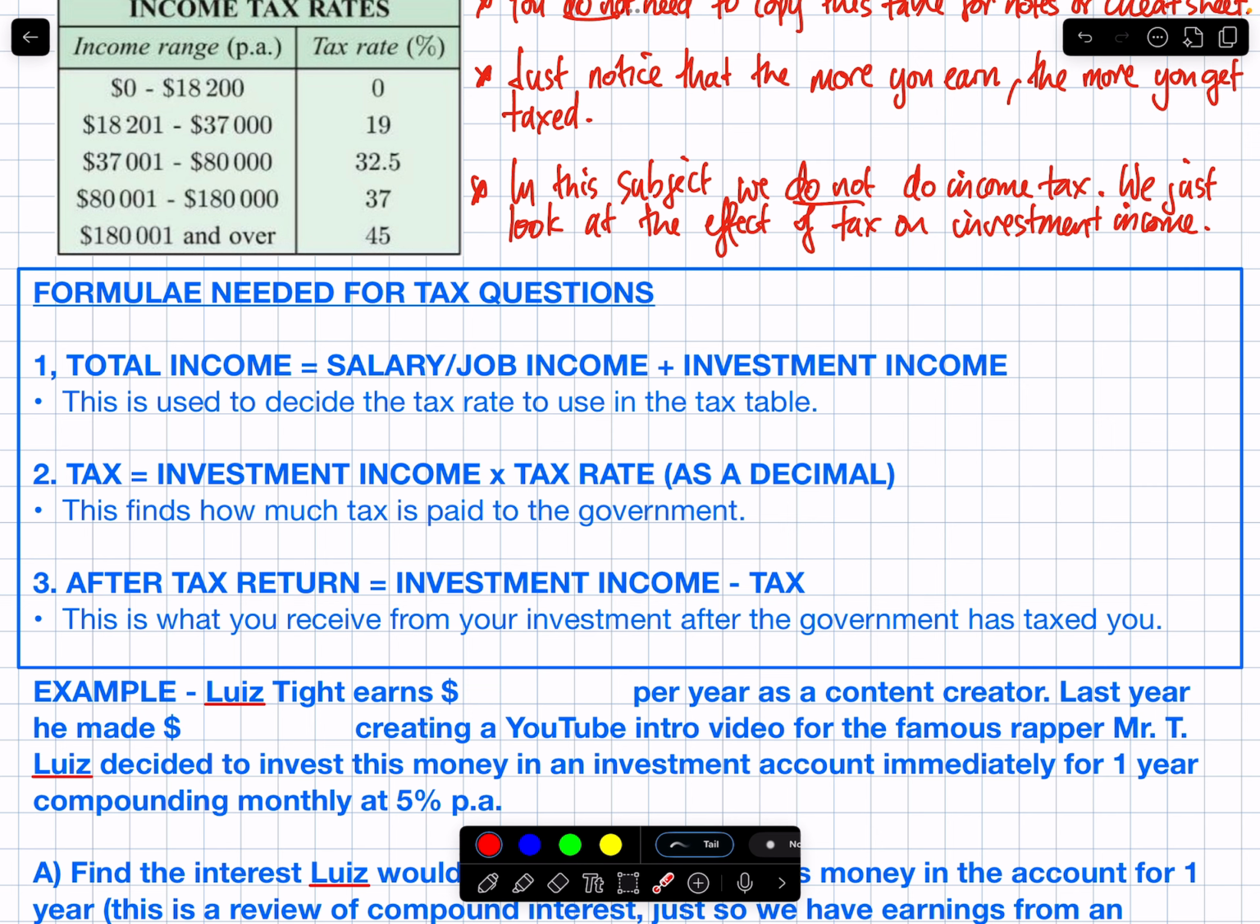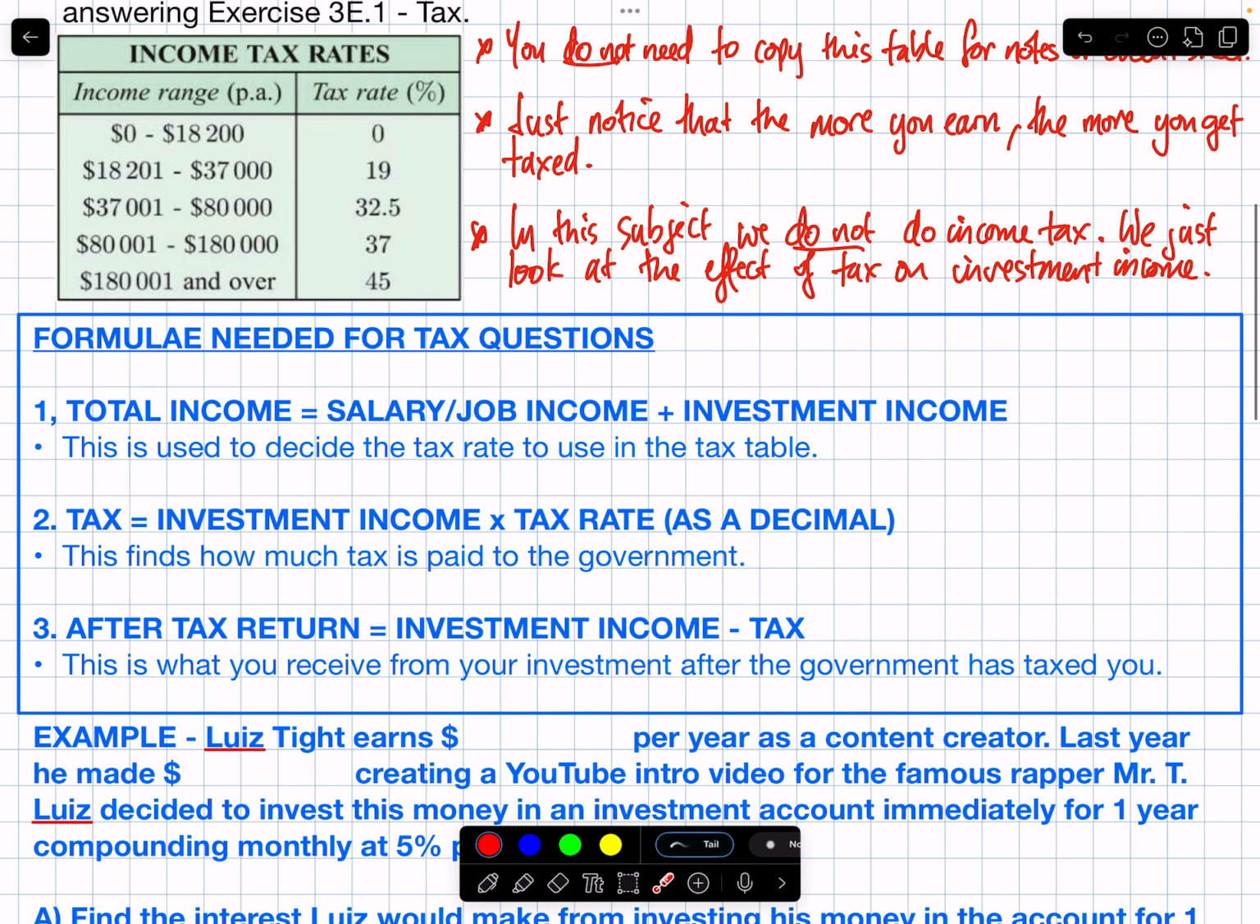One, the total income is going to be your salary or job income plus any investment income. Why do we need this? We need to use this to decide the tax rate that you're going to use in the tax table.